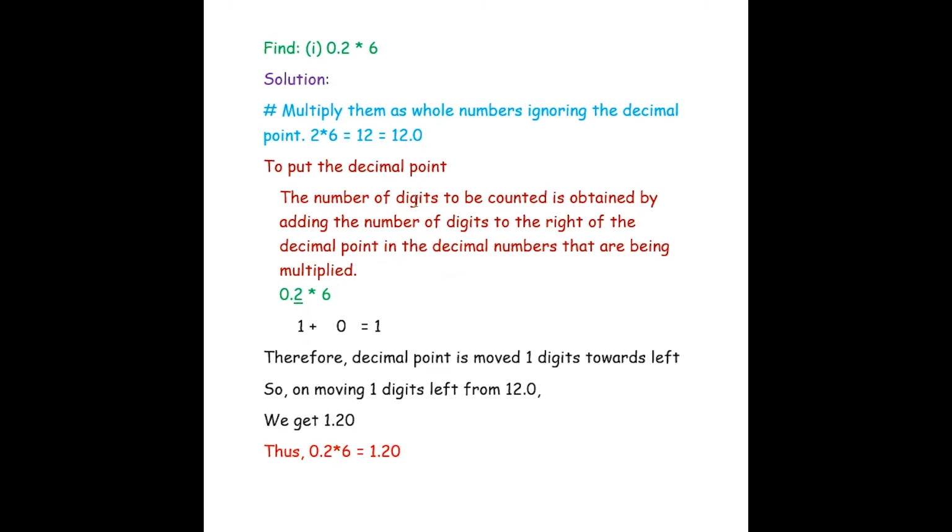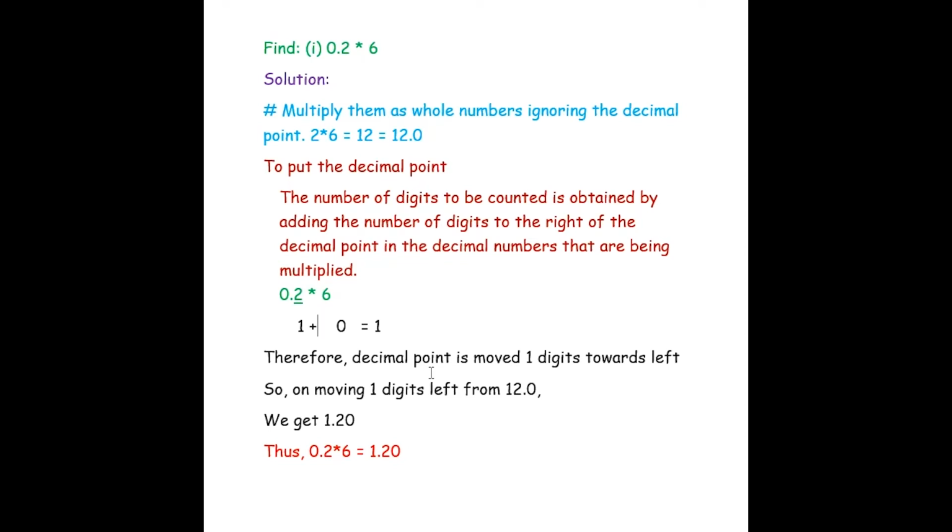In our next step, we want to put the decimal point. How to do that? The number of digits to be counted to put the decimal point is obtained by counting the number of digits to the right of the decimal point in the decimal number that is being multiplied. In our example, 0.2 is the decimal number, and after the decimal point towards its right we have only one digit.